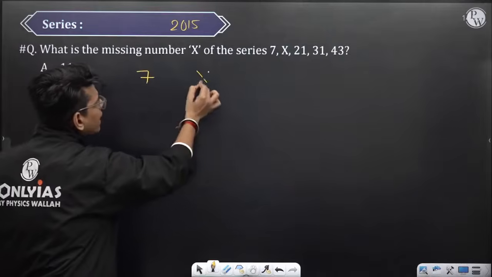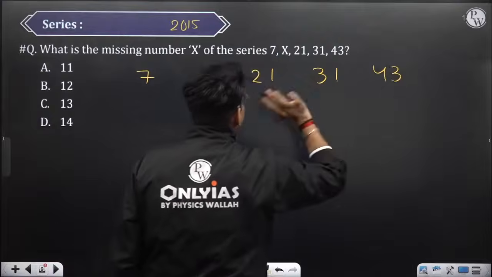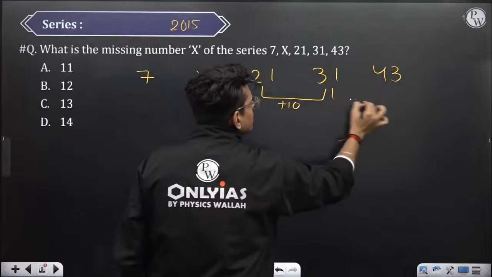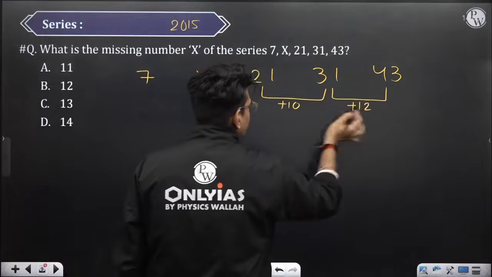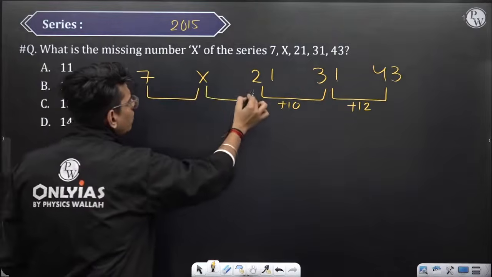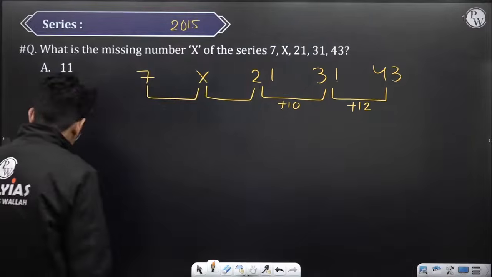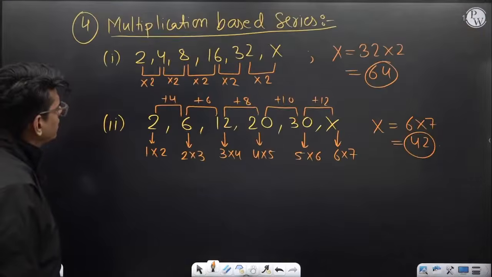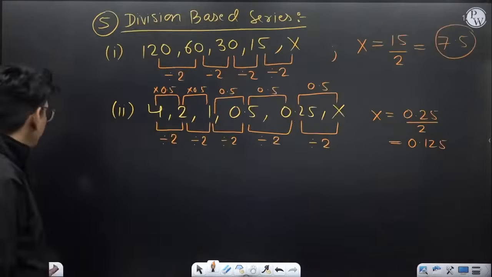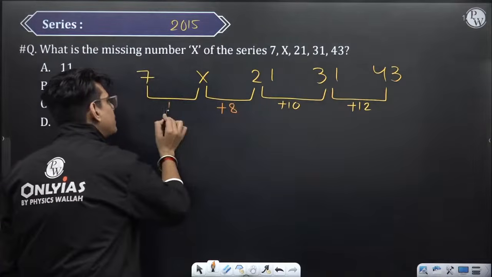What is the missing term X of the series? 7, X, 21, 31, 43. I don't know anything, so I am just taking the difference. The difference is, this is plus 10. This is plus 12. So the difference is increasing, right? Now, if I assume the difference is decreasing, we already saw a series, right? This series where the difference between two numbers is increasing, right? So if I place something like this here, let it be plus 8, let it be plus 6.